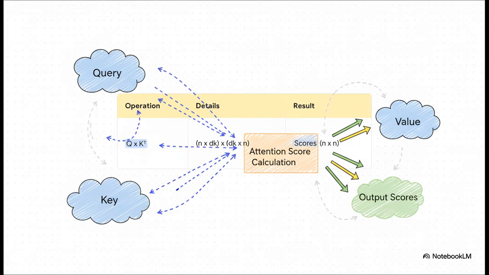So that first step, scoring, it's literally just matrix multiplication. We take our big matrix of all the queries and multiply it by the matrix of all the keys. And what we get out is this grid of numbers. You can think of it as a lookup table, where each little box tells you exactly how much any given word should pay attention to any other word in the sentence.